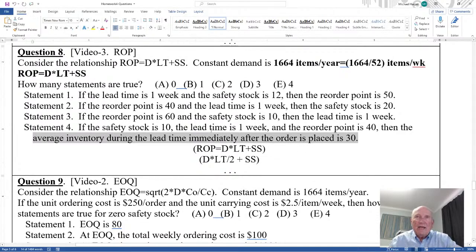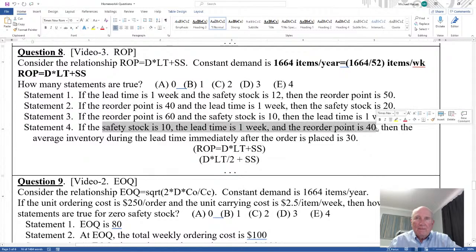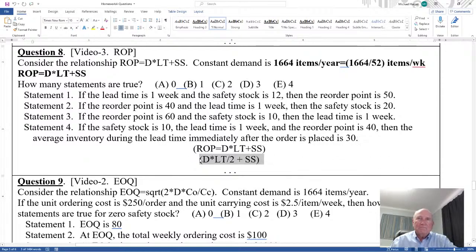Okay, so I have demand times lead time here plus safety stock. If this is the reorder point, if this is my reorder point, then is that my safety stock and lead time? Is that going to be true? And if that is true, then is this going to represent my average inventory? So first of all, is the first part true? If that is true, is the second part true? Okay, so there's a couple things going on there.